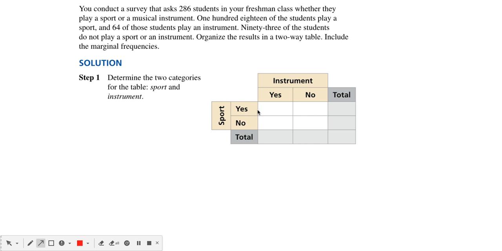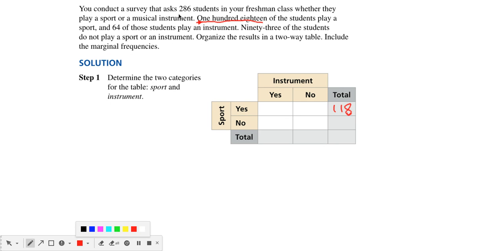So if they play a sport, that would be a yes. As we track across to the total number of students that do play a sport, it says right here that in this particular data set, it would be 118. It's not necessarily written as a number, but it's written out and it says 118. So I write that right here, 118.